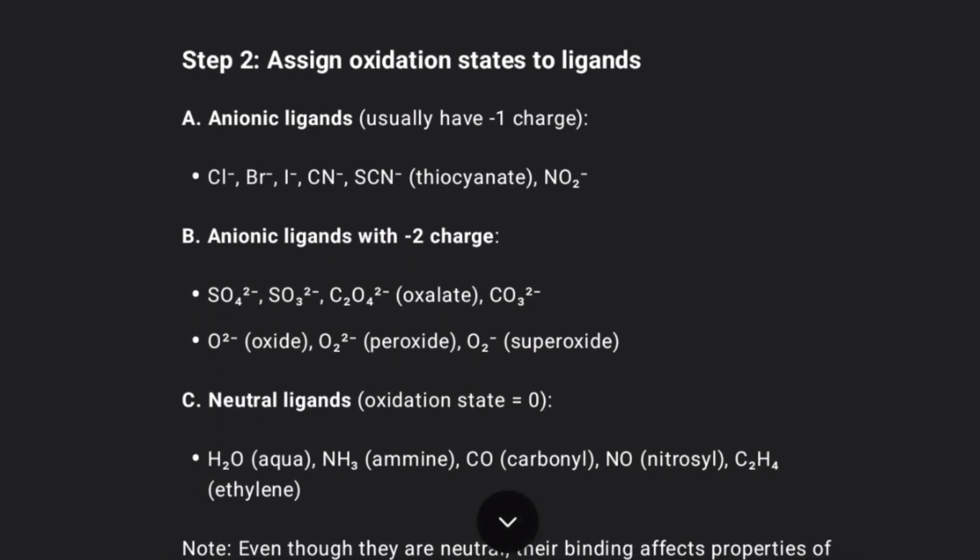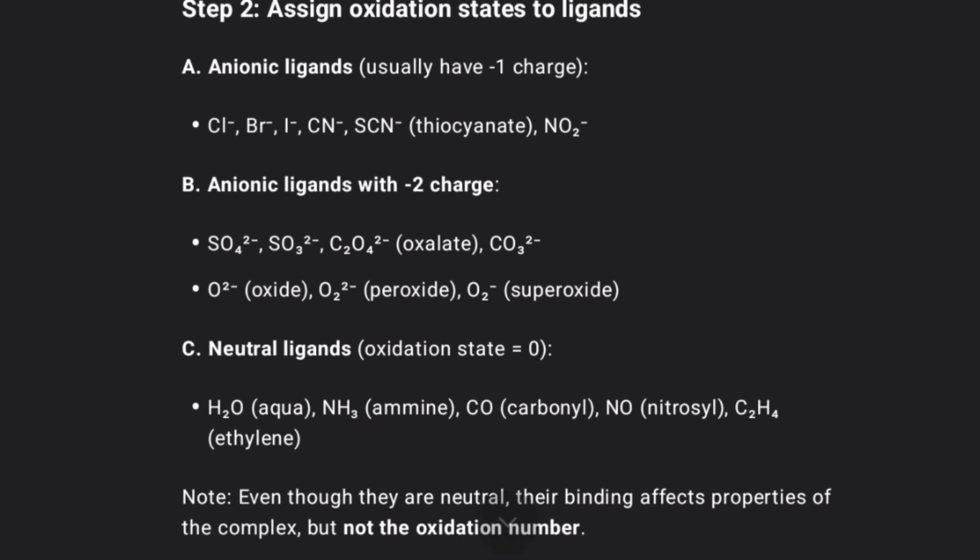A. Anionic ligands usually have -1 charge: Cl⁻, Br⁻, CN⁻, SCN⁻ thiocyanate, NO2⁻. B. Anionic ligands with -2 charge: SO4²⁻, SO3²⁻, C2O4²⁻ oxalate, O²⁻ oxide, O2²⁻ peroxide, O2⁻ superoxide. C. Neutral ligands, oxidation state equals 0: H2O aqua, NH3 ammine, CO carbonyl, NO nitrosyl, C2H4 ethylene.